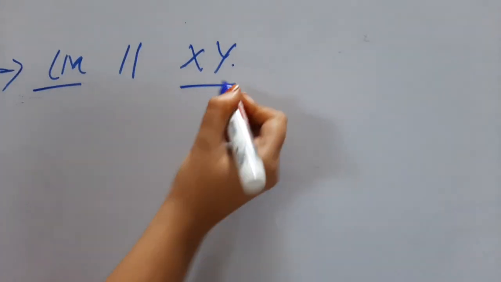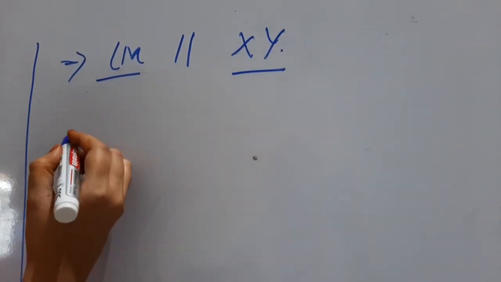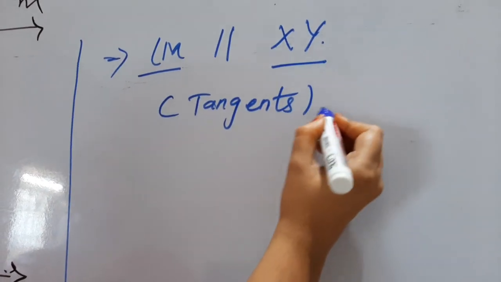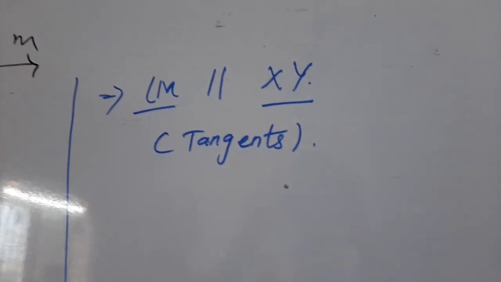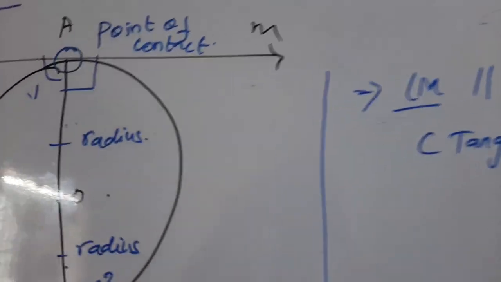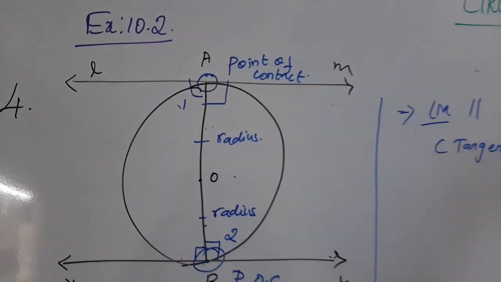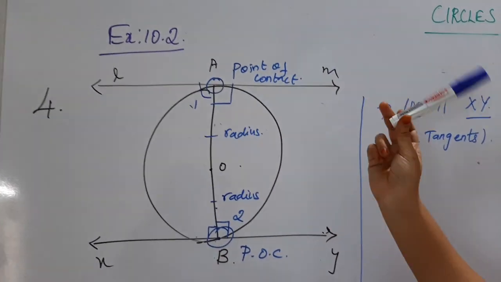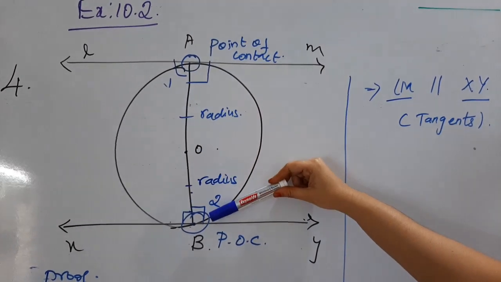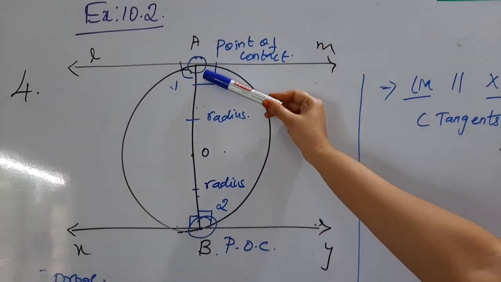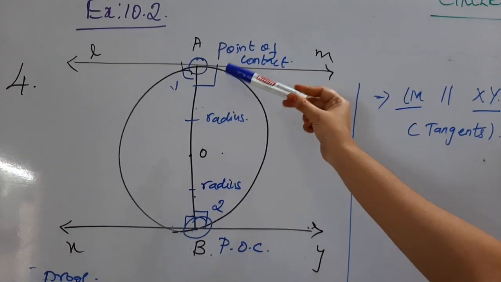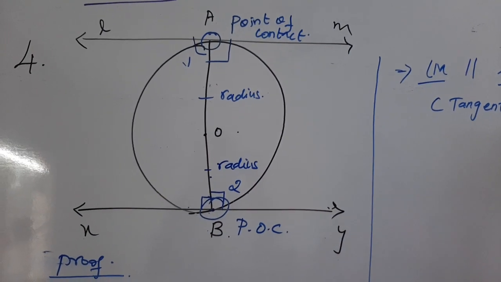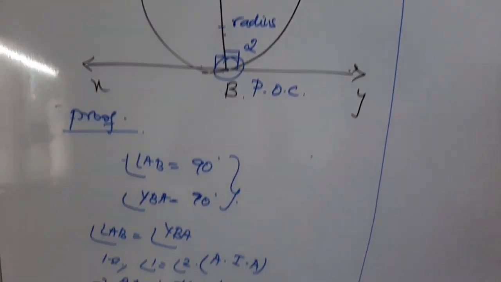Actually, what are LM and XY? LM and XY are the tangents. That's all, the sum is proved. Two tangents drawn at the ends of the diameter of a circle are parallel to each other because they make 90 degrees on either side of the tangent, and since these 90 degrees are alternate interior angles, your diameter AB becomes the transversal. If AB is the transversal, it means that the tangents LM and XY are parallel to each other. Let's see question number 5.